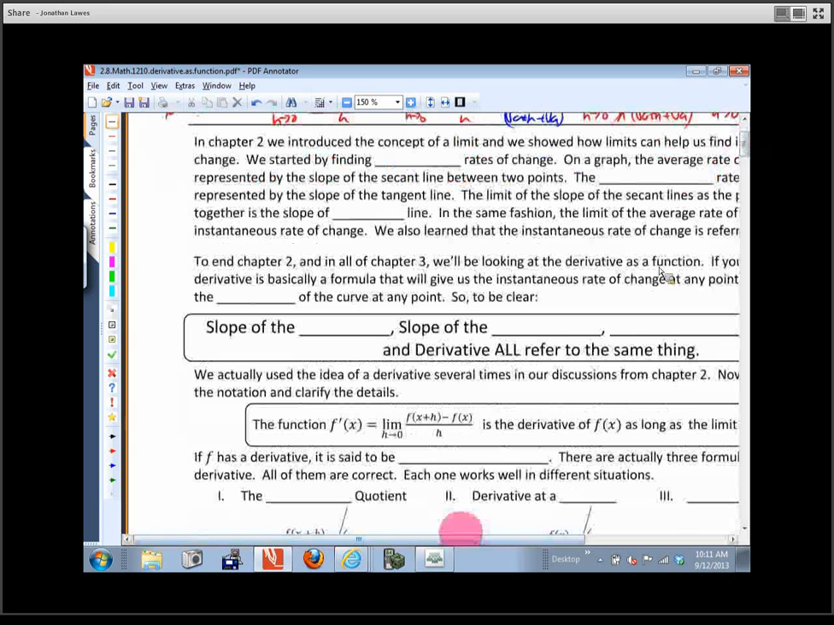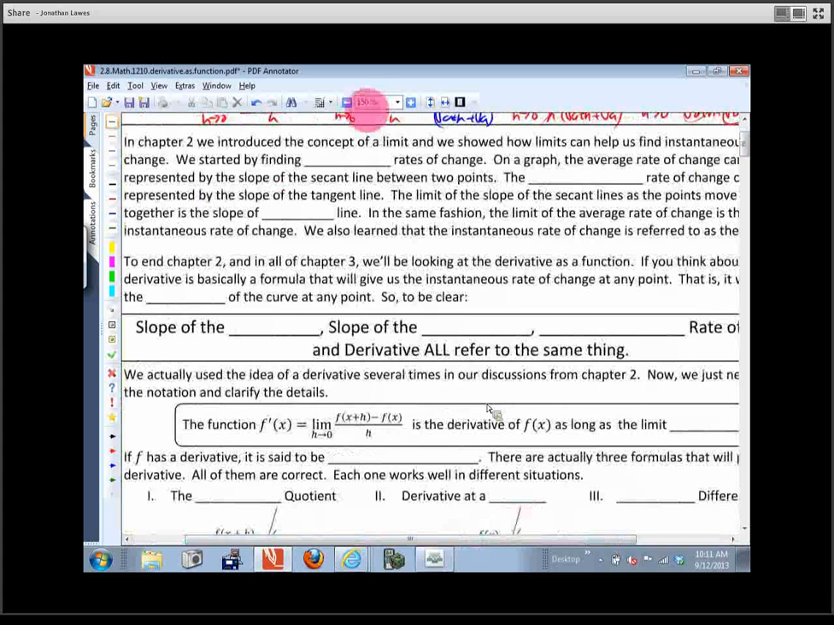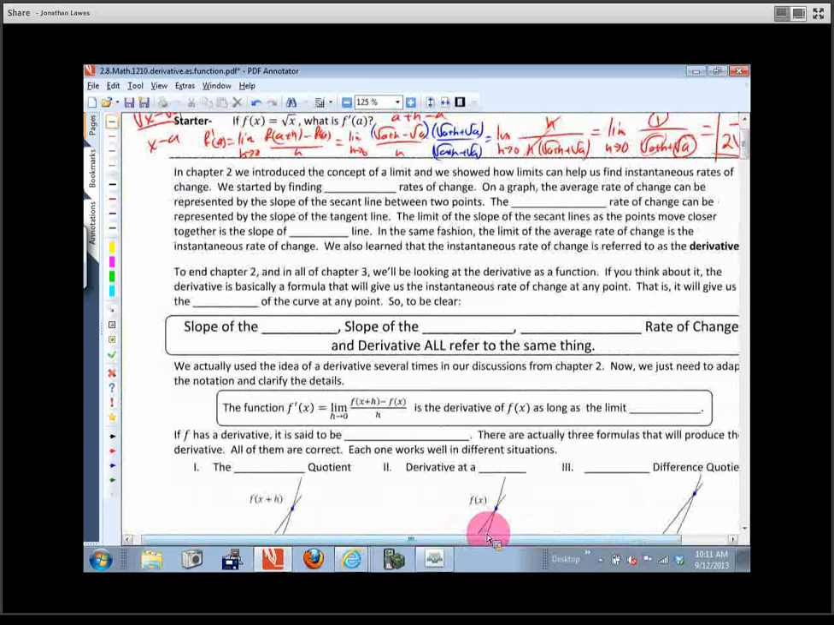Okay, so if you take a look at this next paragraph, this is kind of a summary of the stuff that we've gone over before.